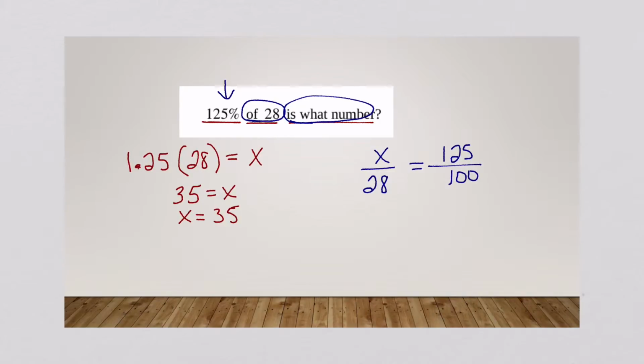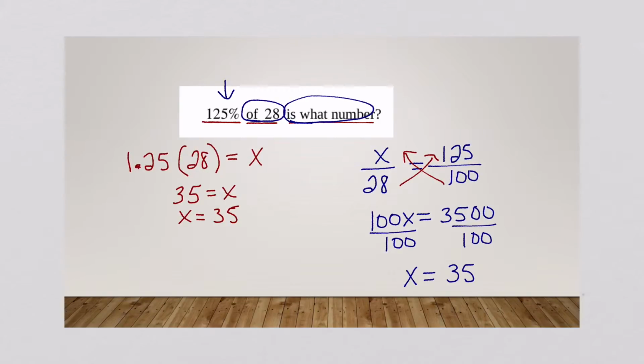And again, you cross multiply. So I get 100x is equal to 3,500. Divide by 100. I get that x is equal to 35. So I get the same answer doing that with the two different methods.